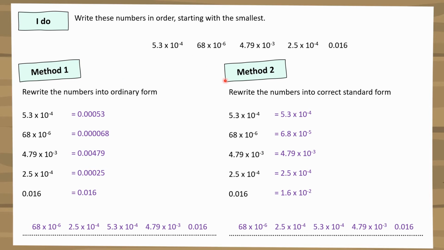Whichever you prefer to use is absolutely fine. The first one tends to be preferred if you are quite good at converting from standard form to ordinary form and you prefer to order them when they're in ordinary form. It just takes a little bit more time. This one takes a little bit more skill because we have to be confident at rewriting numbers that are not in correct standard form into correct standard form, and also going from ordinary form to standard form.